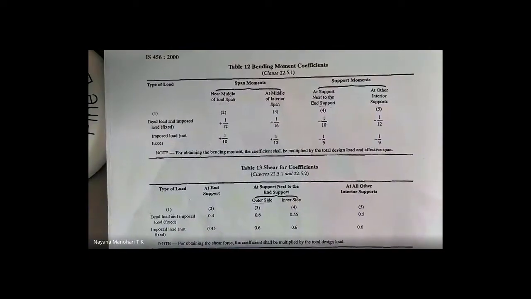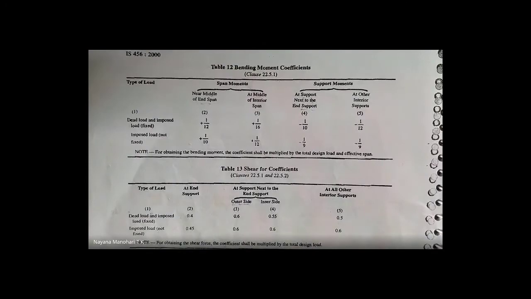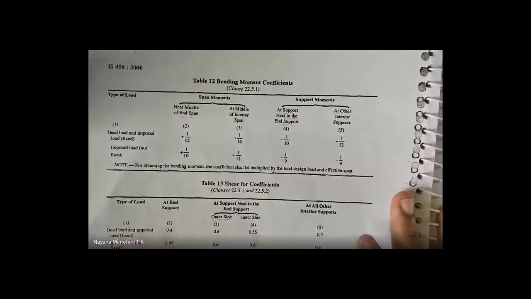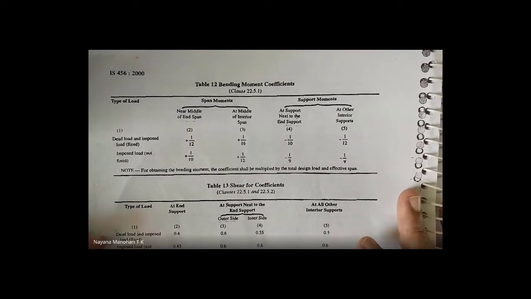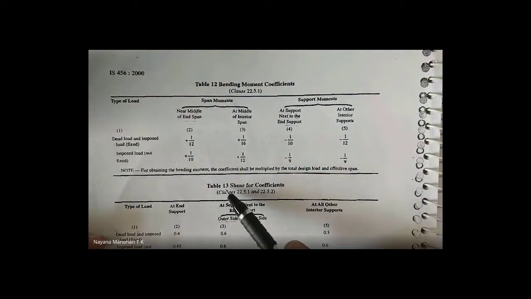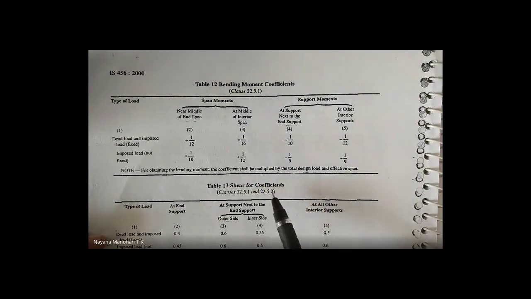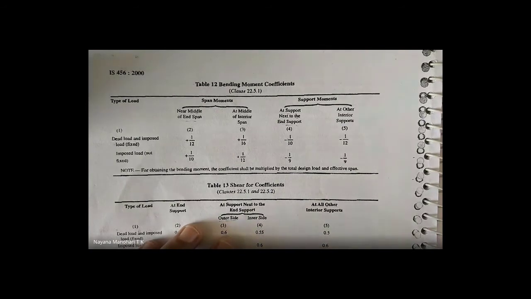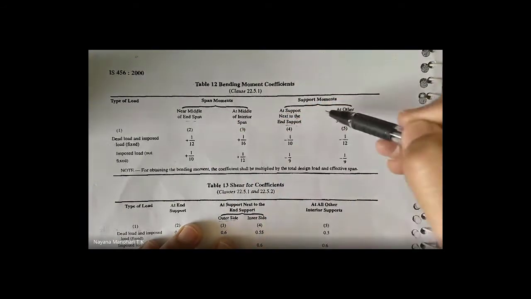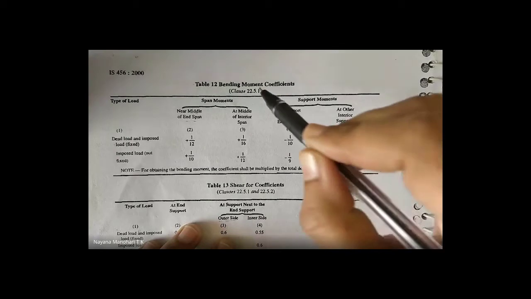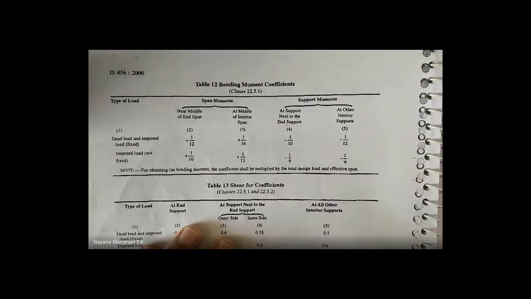See here, see the page number 36 of IS 456, table number 12 as well as table number 13. They have given the bending moment coefficient as well as the shear coefficient to calculate the design moment as well as the design shear for a one-way continuous slab. Before that, we should understand how to take this value, that is, the bending moment coefficient as well as the shear coefficient.